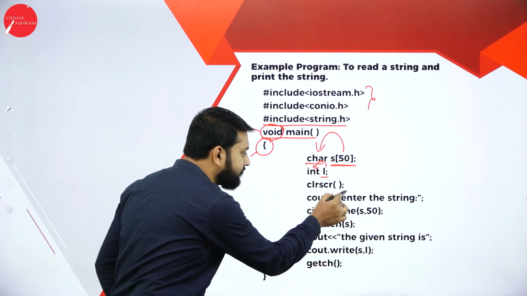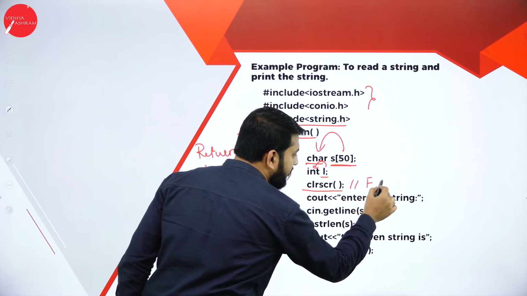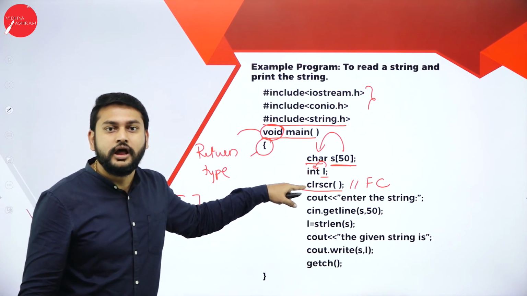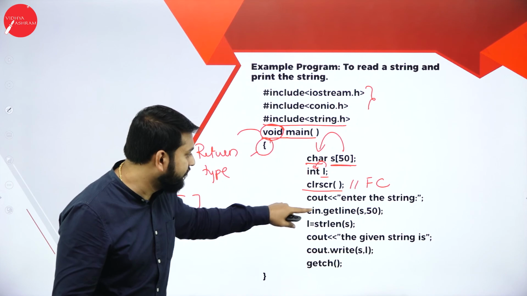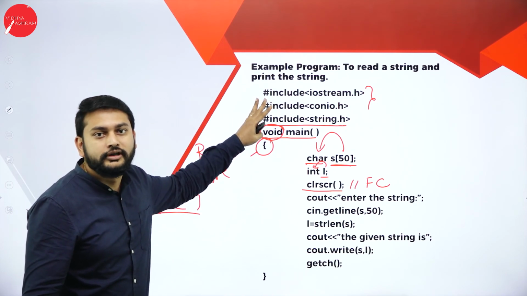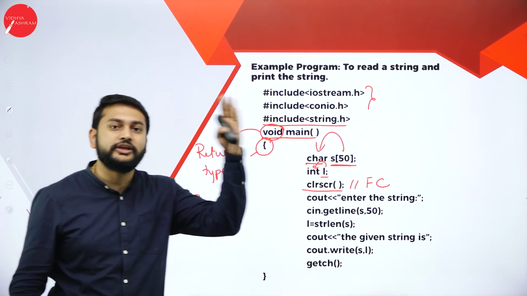Fine. I have clrscr. This is very important. This is what I will call a function call. I have not defined this function here, I'm just calling it. I have defined it in the header file which I am including. That's what you need to remember. So why do I use this? To clean the screen of the previous output.